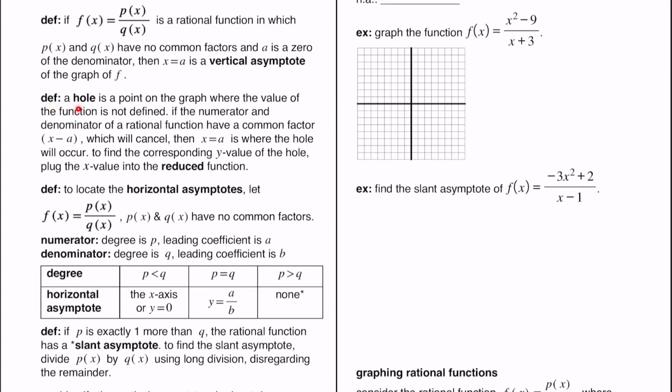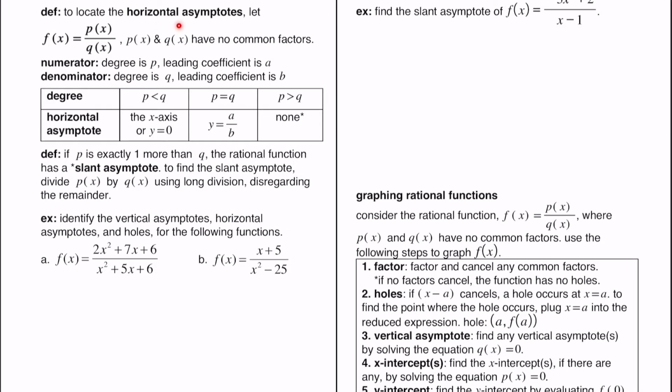Our next definition is a hole. In order to be a hole, it's going to be a point on the graph where the value of the function is not defined. So if the numerator and the denominator of the function have a common factor, let's say it's x minus a, if that factor cancels, then we say that x equals a is where the hole occurs. And then to find the corresponding y value of the hole, we're going to plug the x value into the reduced function.